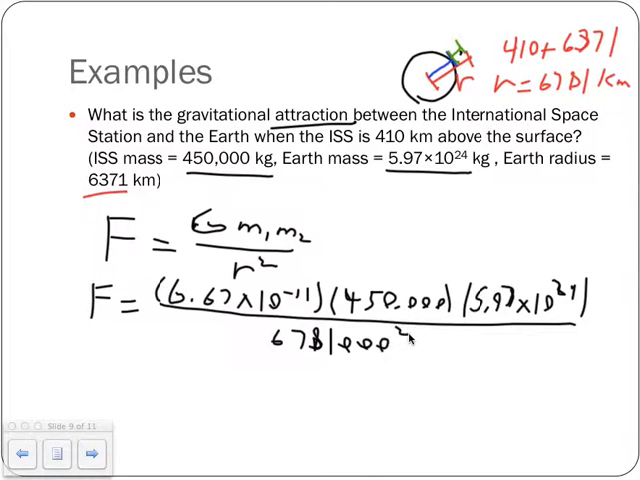So then let's go ahead and multiply this out. 6.67 times 10 to the negative 11th times 450,000 times 5.97 times 10 to the 24th divided by 6,781,000 squared. And so in doing that, we get a force of 3,896,953.199 newtons.